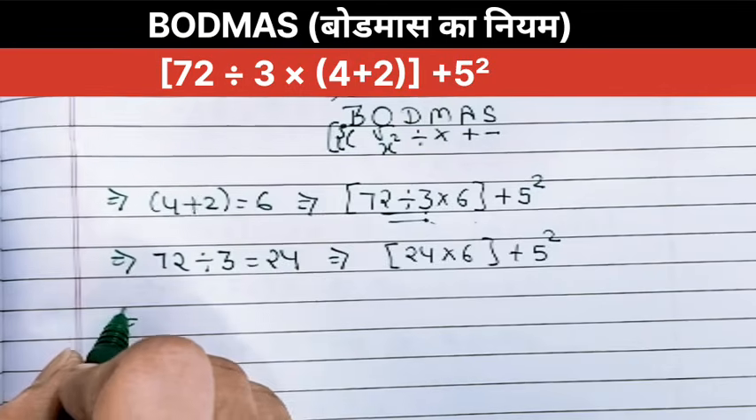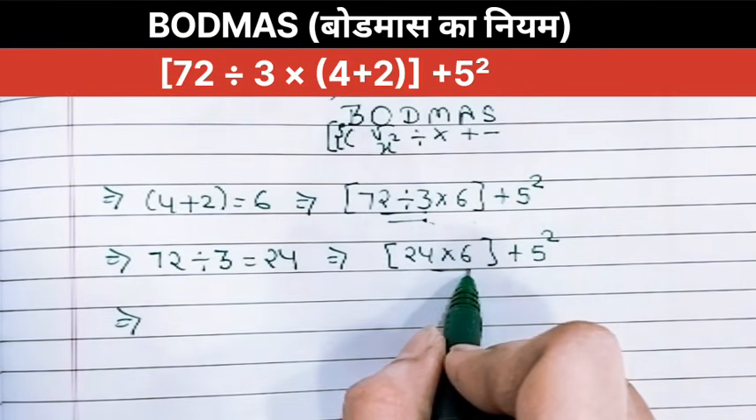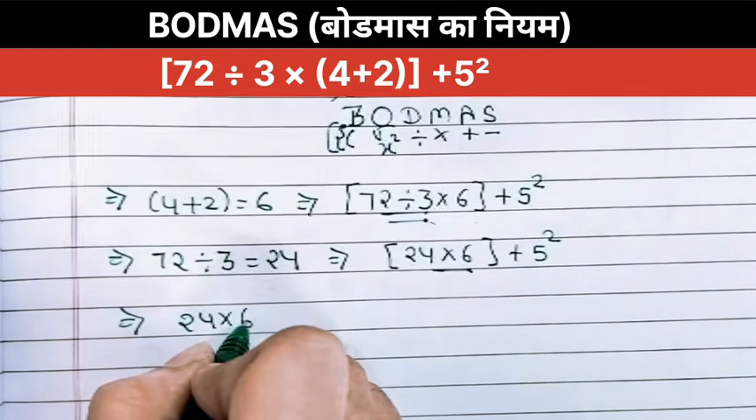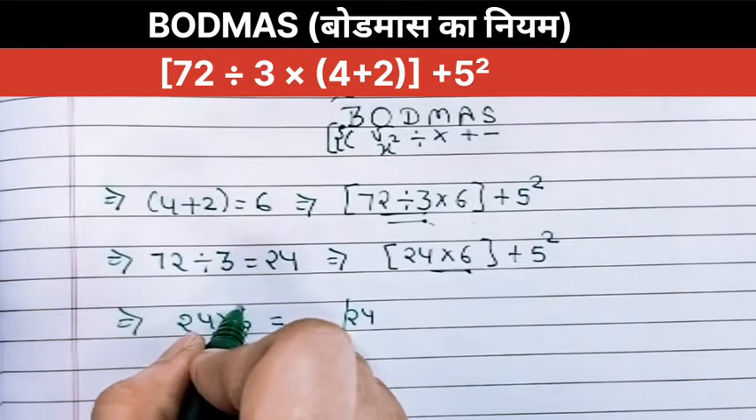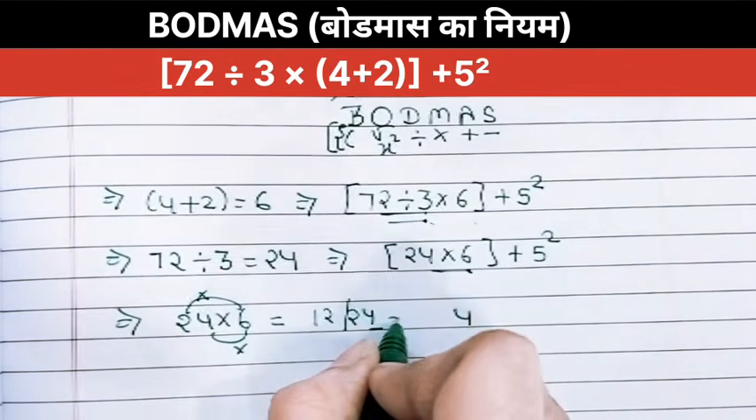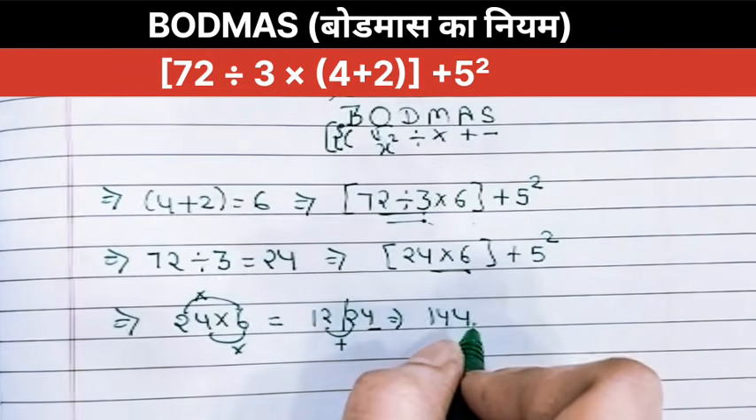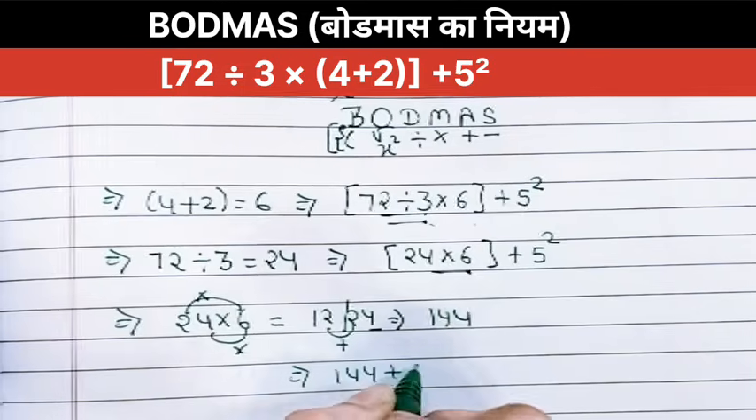Move to the next step. Complete the outer square bracket, which is part B, and there is a multiplication. Multiply the remaining numbers inside the bracket, now 24 multiplied by 6. We can use Vedic math. 6 4s are 24, and then 6 into 2 is 12. Just write down 4 as it is, and 2 just add to 2 plus 4. 144 as a result. Now the current expression becomes 144 plus 5 square.